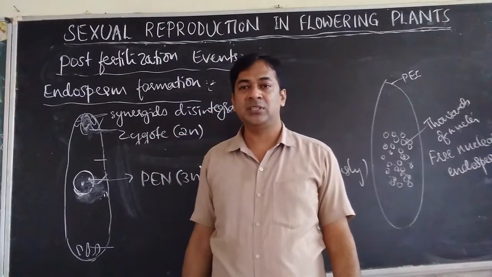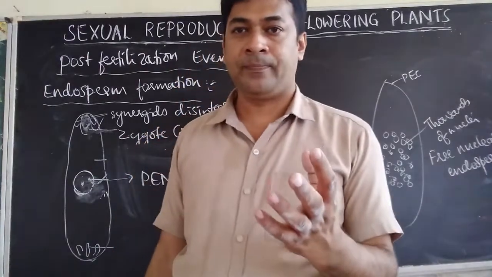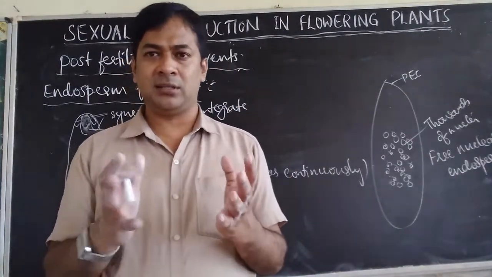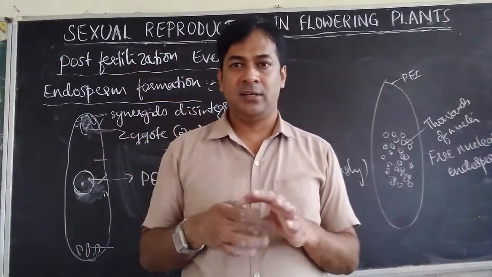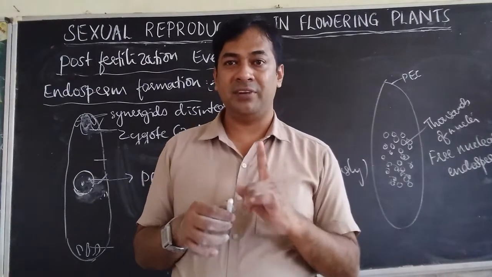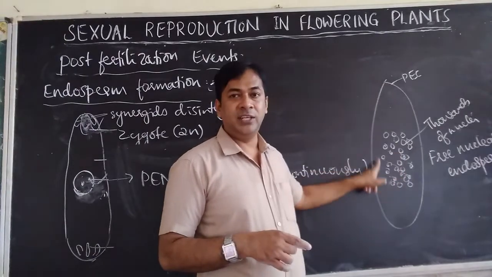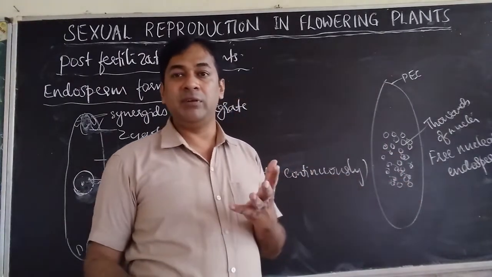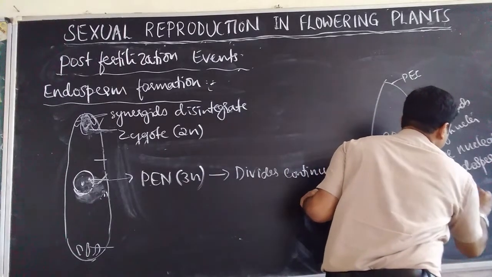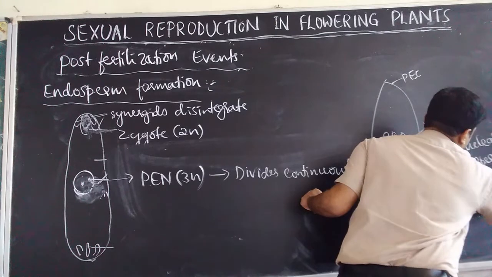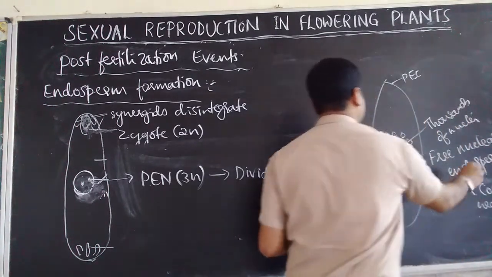An example of free nuclear endosperm: they will be in a liquid state. That is tender coconut water. In South Canara you call it bonda, in other places they call it elaneeru. Okay, so tender coconut water, what is there? When you drink tender coconut water, you are drinking free nuclear endosperm. Because when these thousands of free nuclei are there, it will be in a liquid state. So that is the example, tender coconut water. Tender coconut water is free nuclear endosperm.